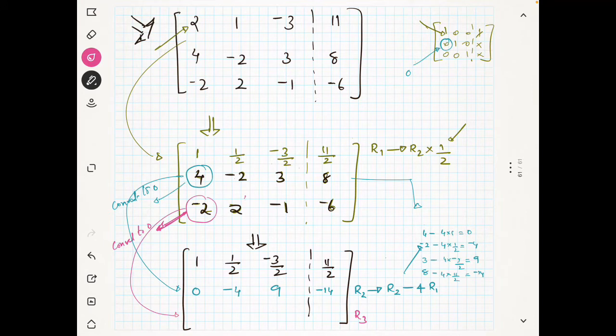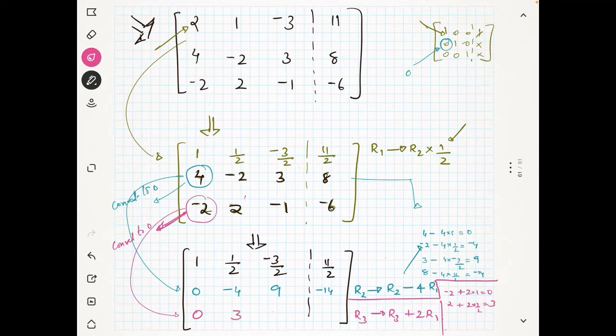So what I will do, for row 3 I will add row 3 plus 2 times row 1. So what will happen here now? Minus 2. I will write with a different color to avoid confusion. So it becomes minus 2 plus 2 into 1. That becomes 0. So I got 0, right? Now 2 plus 2 into 1 by 2. So it becomes 3, right?